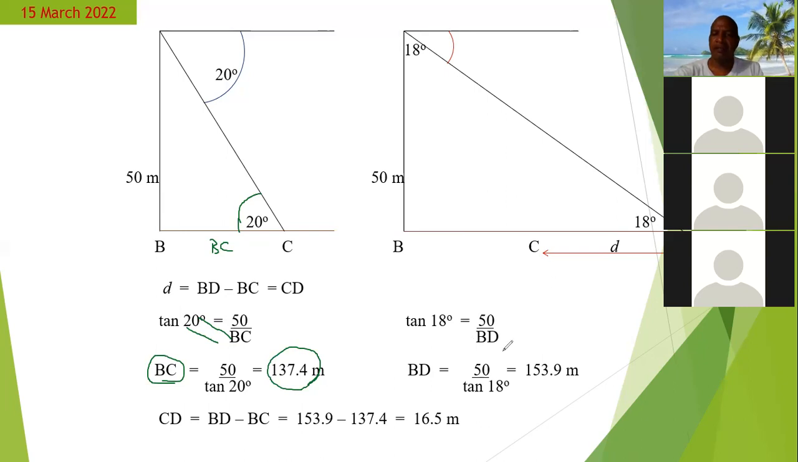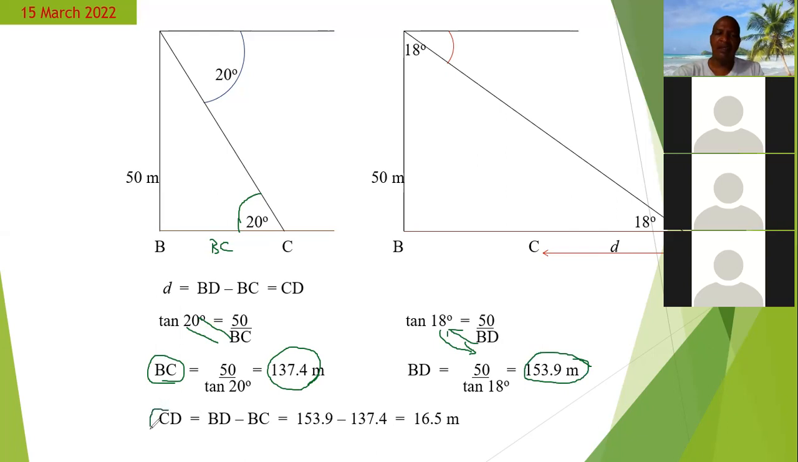For the other triangle, we want to find the entire length, which is from B all the way down to D. So when we subtract BC, we are left with this length that we're trying to find, which is D. Using the larger triangle, we see tan 18 equal to 50 over BD. Bring up the BD, bring down the tan 18. So we get BD equal to 50 over tan 18, which works out to 153.9.